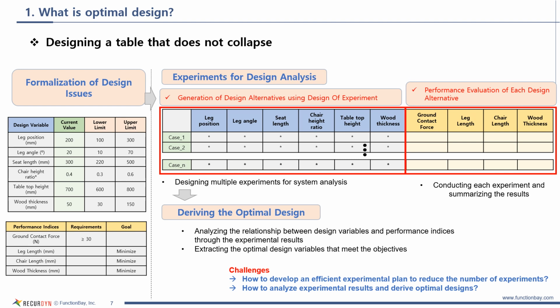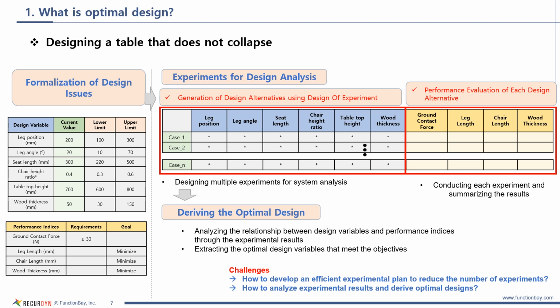Through the design of an experiment, we can design experiments and measure the performance indices for each design option. Finally, by analyzing the results of the experiments, we can identify the relationship between design variables and performance indices, enabling us to find the optimal design variables.